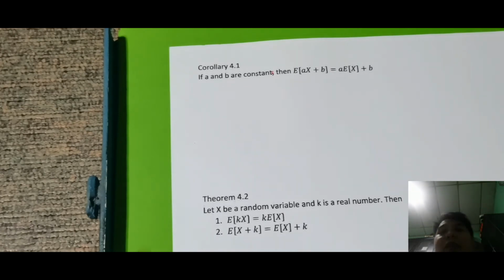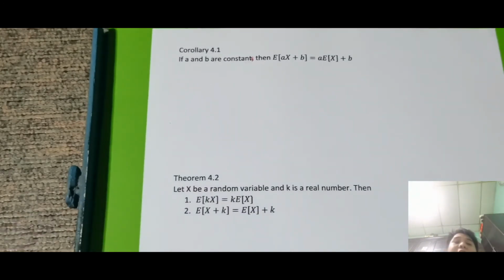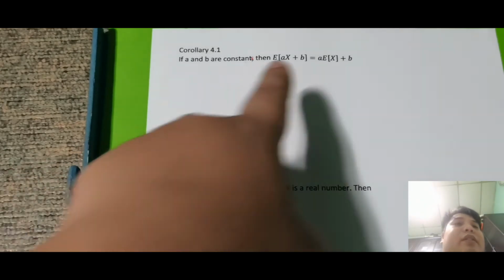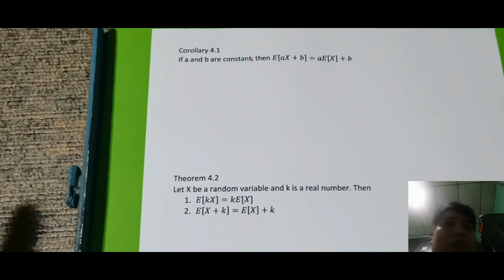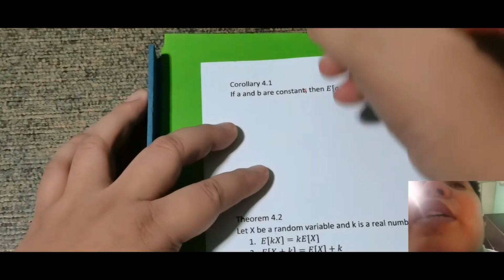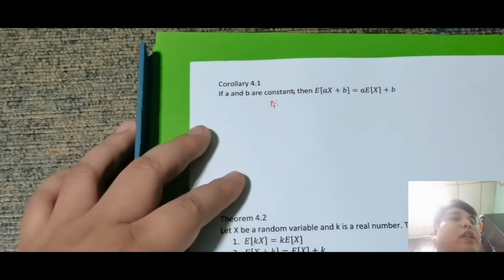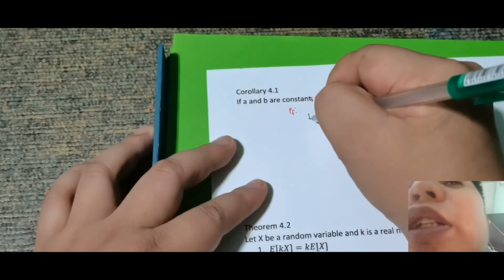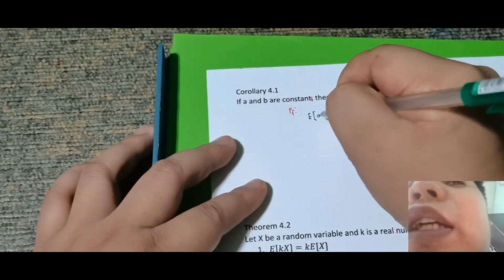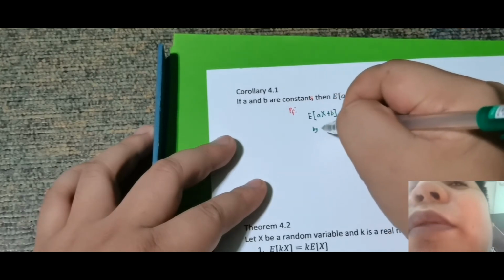If a and b are constants, then the expected value of aX plus b is equal to a times the expected value of X plus b. Ayan yung kanyang formula. Now we need to prove this corollary. Start tayo dito, ito yung proof ng corollary na to. Note that we start with the expected value of aX plus b. Then by proposition 4.1.